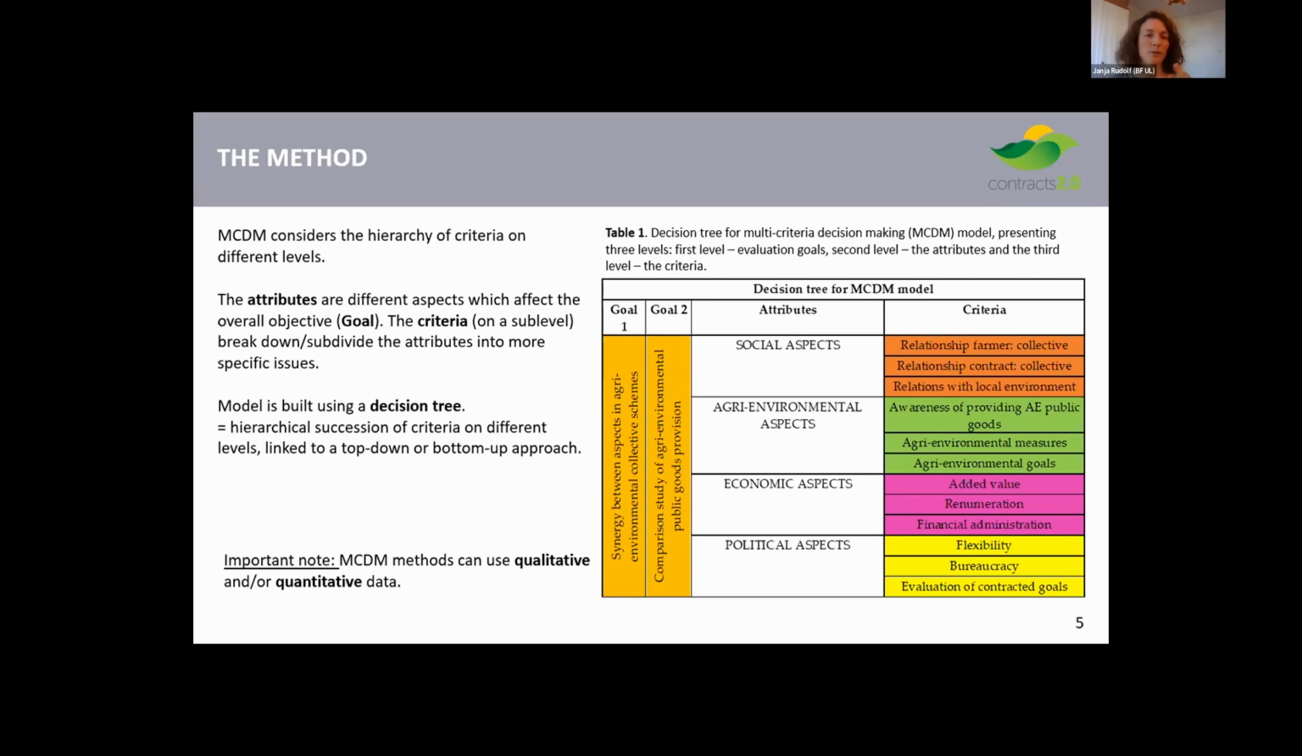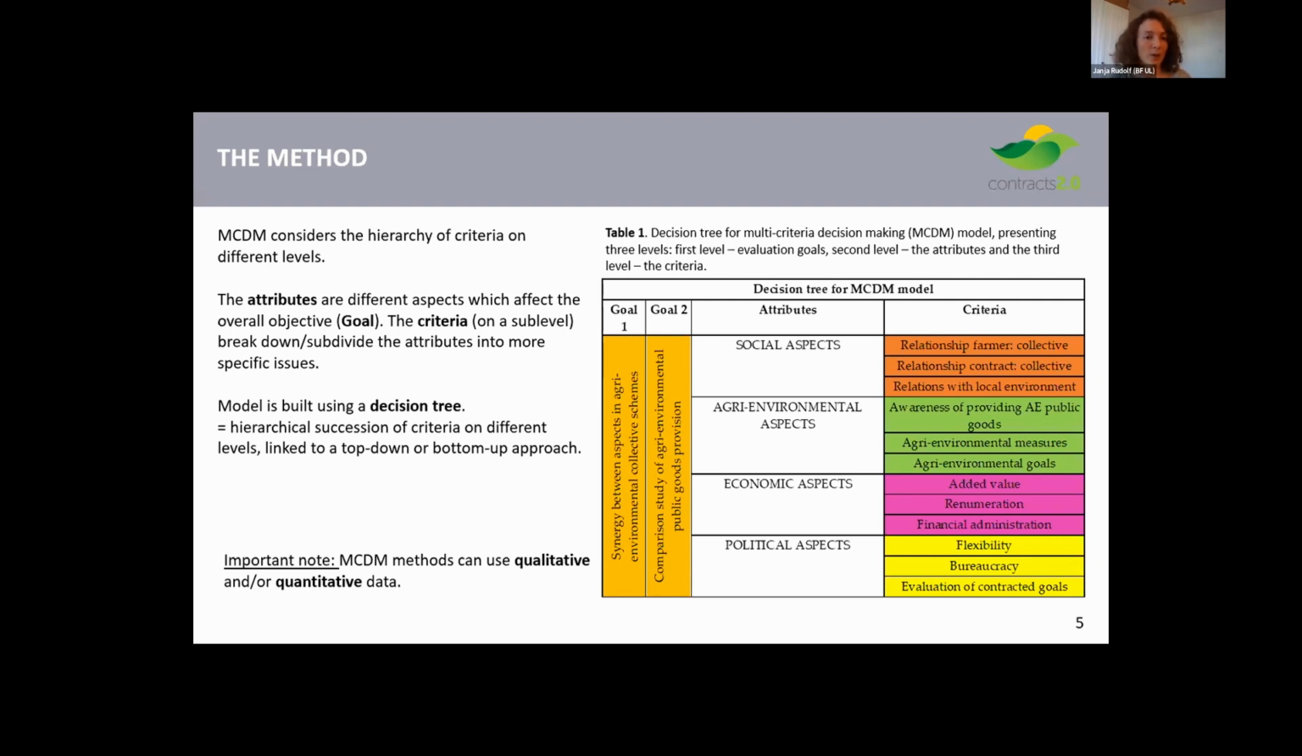For the social aspect, we have 3 criteria: relationship between farmer and collective. The second one, relationship between contract and collective. And the third one, the relations with the local environment. The agri-environmental aspect has the first criterion, awareness of providing agri-environmental public goods. The second one, agri-environmental measures. And the third one, agri-environmental goals, if they exist or if they don't. In the economic aspect, we have the first criterion, the economic added value of the collectives. The second one, the remuneration or subsidy payments for the collectives. And the third one talks about financial administration of the collective.